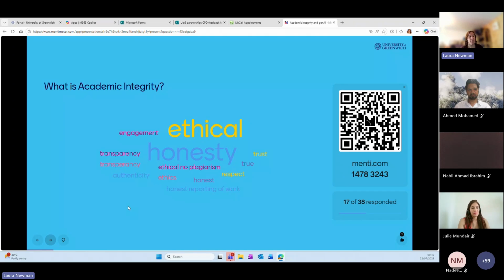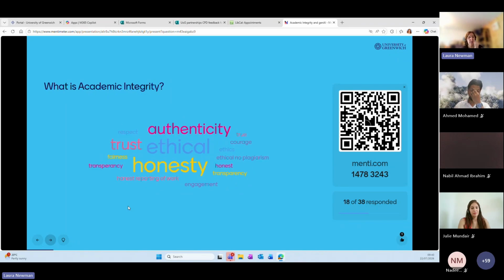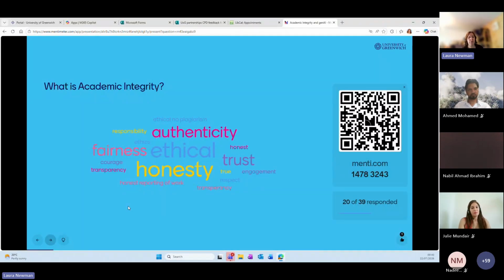So I'm not sure if anyone said yesterday, no plagiarism, yeah. But the way Menti works with these kind of word clouds is the bigger the word, the more people have said it. So the fact that honesty, ethical, fairness, authenticity are the biggest words means that more of you have put those in as being the meaning of academic integrity. So it's good to see that we are all on the same page. That's absolutely what we would think of as academic integrity.